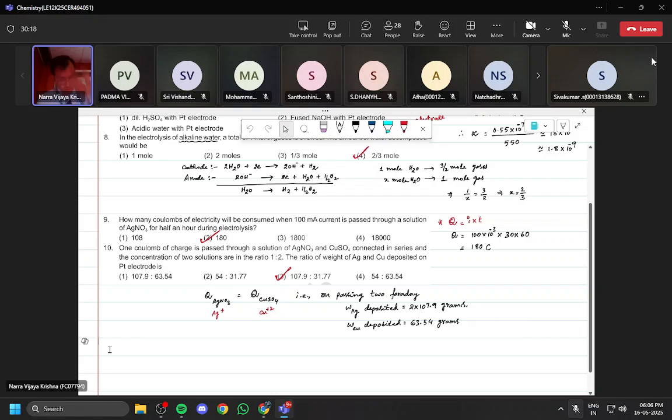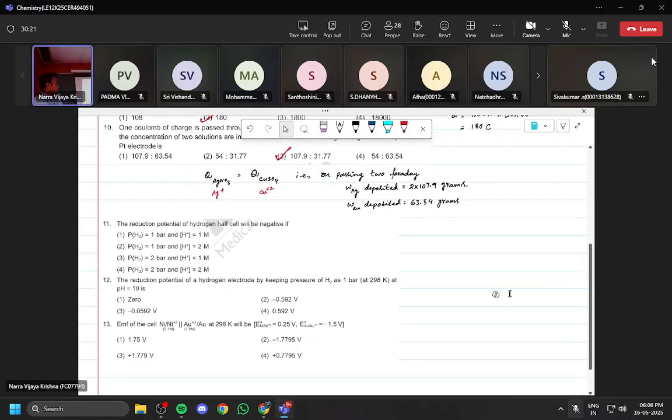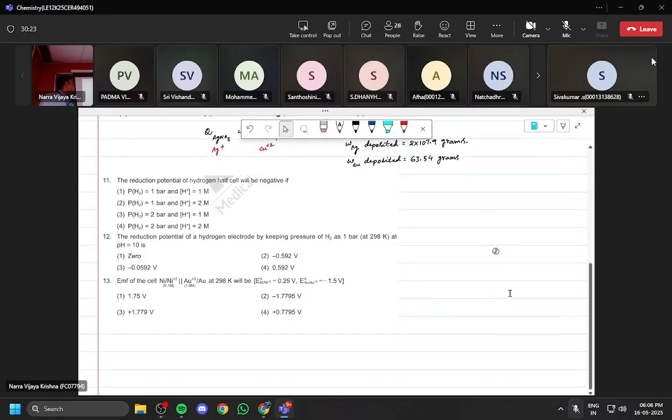Solve question number 11. The reduction potential of the hydrogen half cell will be negative if we are talking about the reduction potential of which electrode? The hydrogen half cell. The reduction of the hydrogen half cell means, can I write like this? Correct? Reduction means cathodic path, no? So I can write like this. So what is the E value?